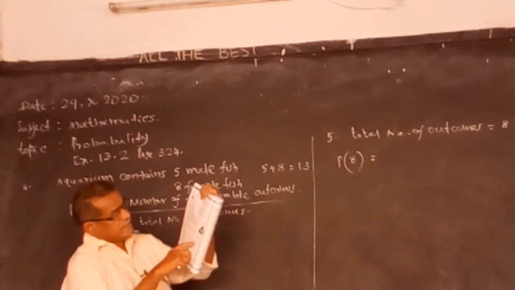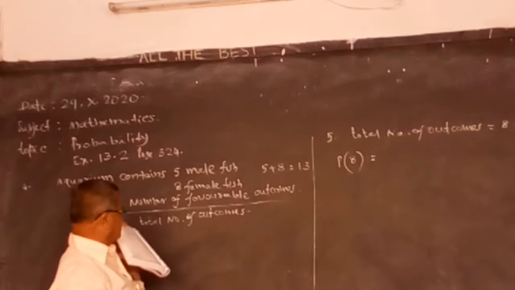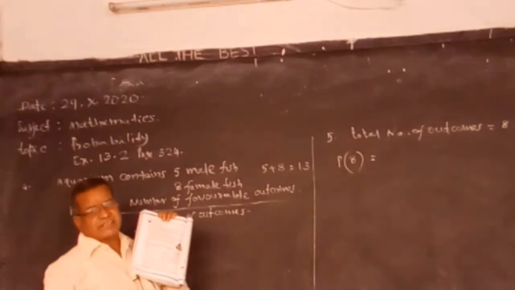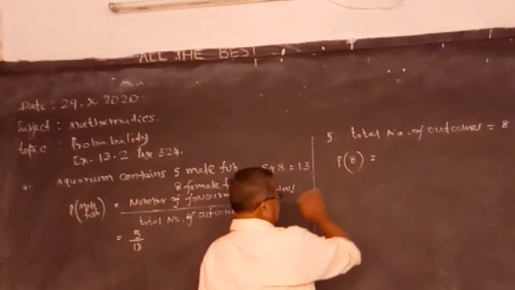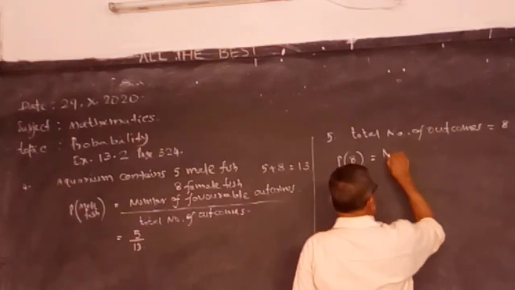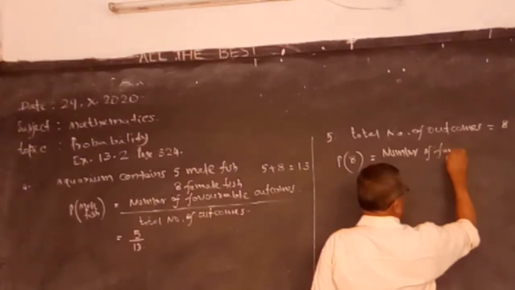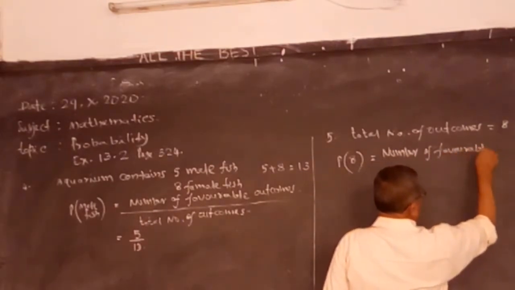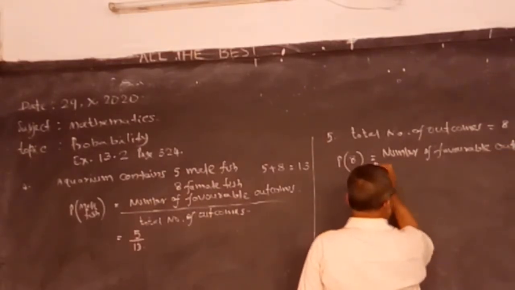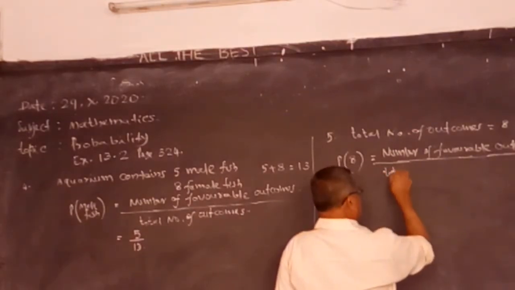Probability of getting 8 is equal to: there is only one 8 here. So favorable outcomes are only 1 out of 8. Write number of favorable outcomes by total number of outcomes.